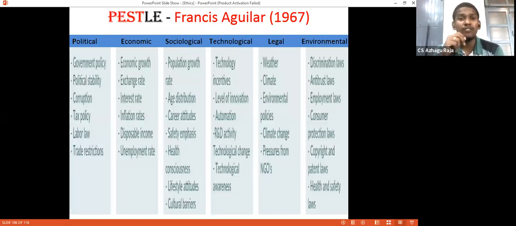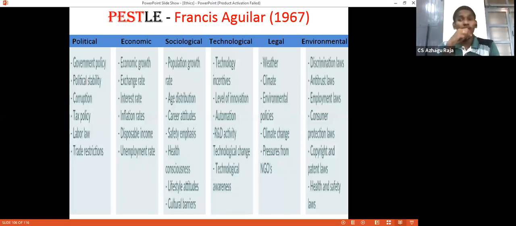And what are the elements of economic analysis? Economic growth, exchange rate, interest rate, inflation rate, disposable income, and then unemployment. These are the very important elements in the aspects of economic analysis. And sociological analysis includes population growth rate and age distribution.